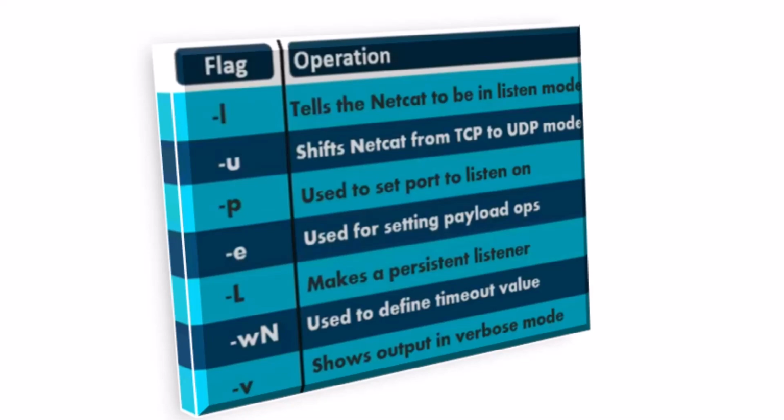You also have the -l, which makes persistent listening mode. We have the -w, that is used to define the timeout, when it should expire, the duration. And we have the verbose mode, or the -v, which is going to give out detailed information about whatever is going on using Netcat.